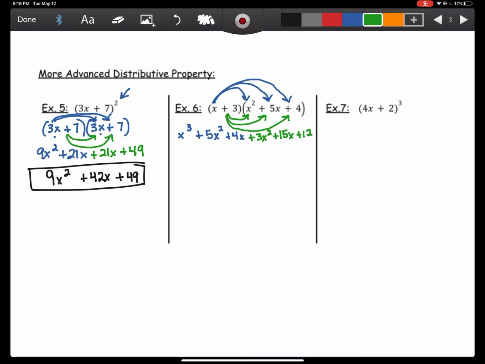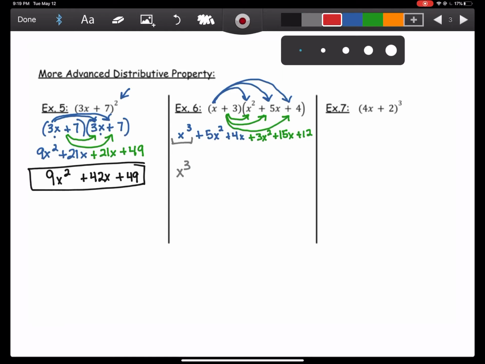Let's start with gray. Do we have any like terms that match up with x to the third? And the answer is no. So we're just going to bring down x to the third. Then we move on to x squareds. We have this positive 5x squared. We have this positive 3x squared, and there's no one else that combines with it. So I'm going to combine those two, and I get positive 8x squared.